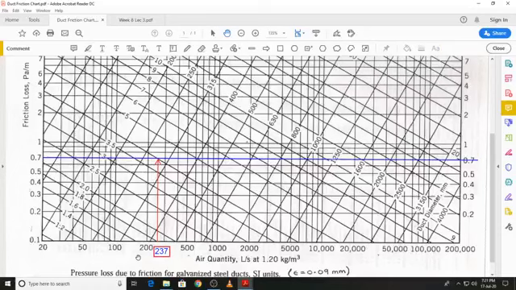And the next value is 166. And we again have to come back to the same value of 0.7 pascals per meter.